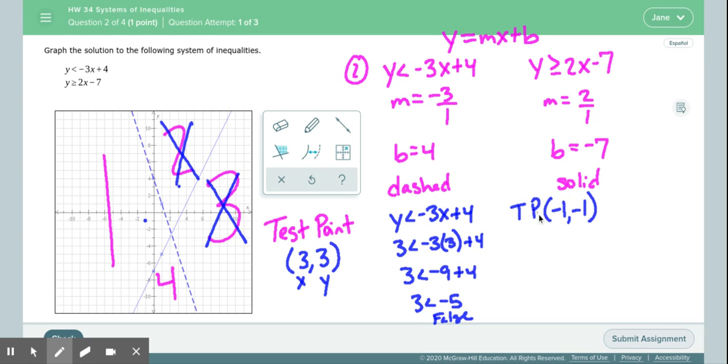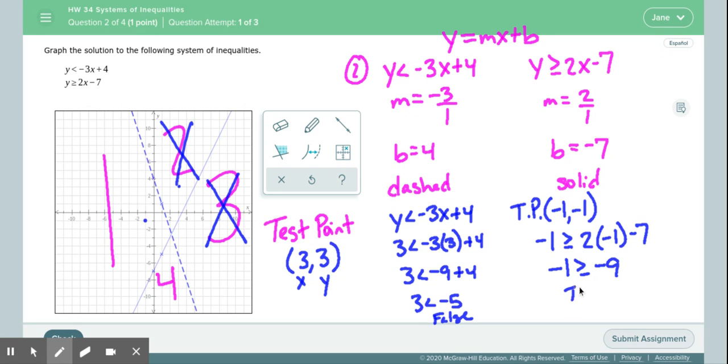So TP, not toilet paper, it's my test point, negative 1, negative 1. Plugging this into my second inequality, I'll replace y with negative 1 is greater than or equal to 2, and I'll replace x with negative 1, and then I have minus 7. So negative 1 is greater than or equal to negative 1 times 2, which is negative 2. Negative 2 minus 7 is negative 9. So is negative 1 greater than or equal to negative 9?